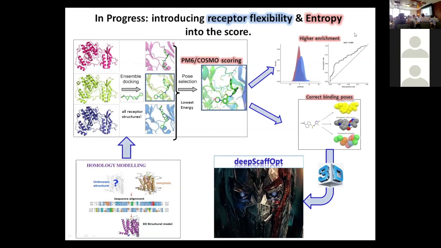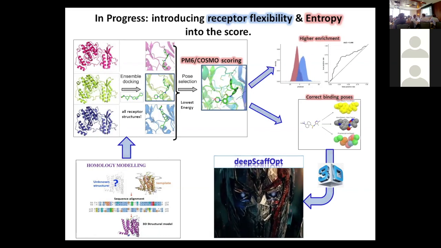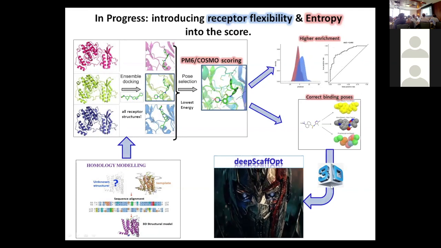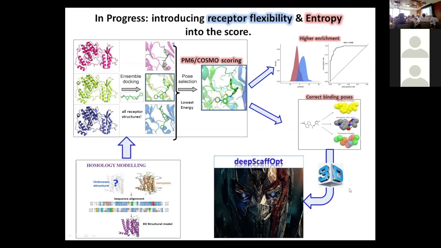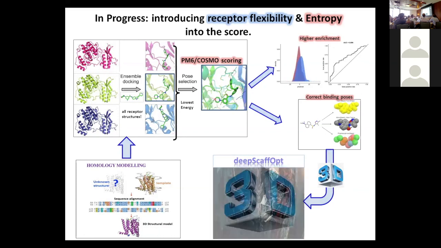And that will hopefully increase the enrichment rate that I obtain, but most importantly, will increase the number of correct binding poses, which is necessary for the usage of 3D structure-based feature vectors in deepScaffOpt that will hopefully give the ultimate performance in this machine learning-based algorithm.